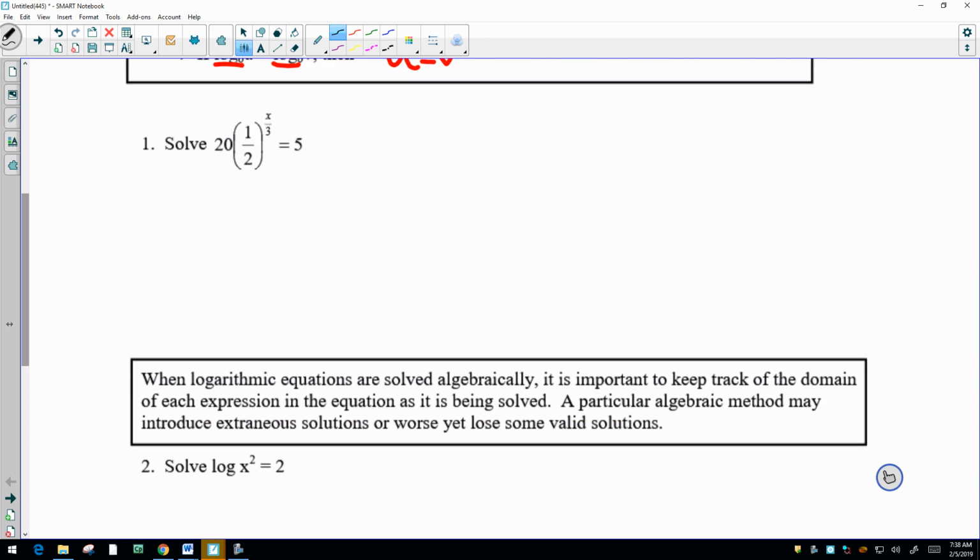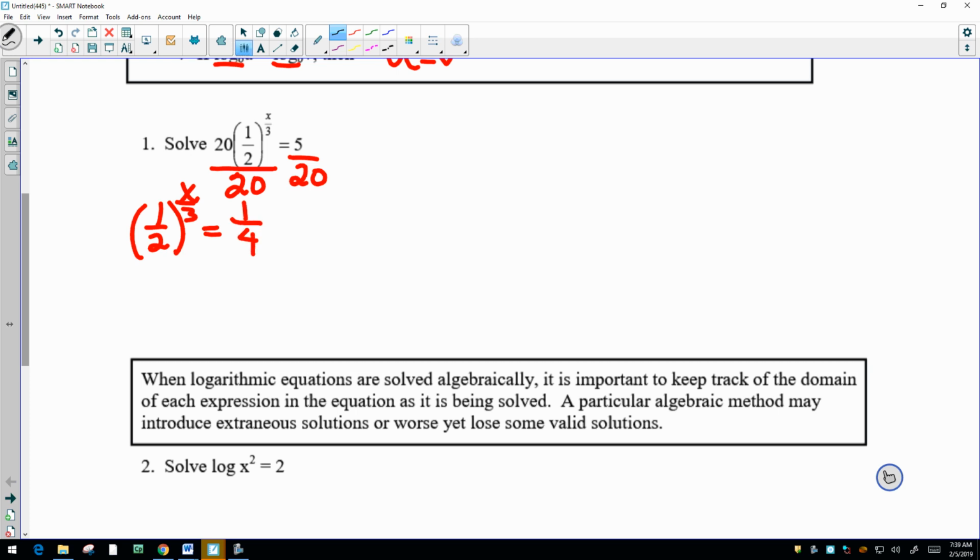And we're going to try and solve for x, and x is in our exponent. So the very first thing we want to do is think, let's get as much as we can away from the variable as possible. So in other words, that 20. So first thing I'd want to do is divide each side through by 20. That'll leave us with 1/2 raised to the x over 3. And then 5 over 20, when we simplify, is going to be 1/4.